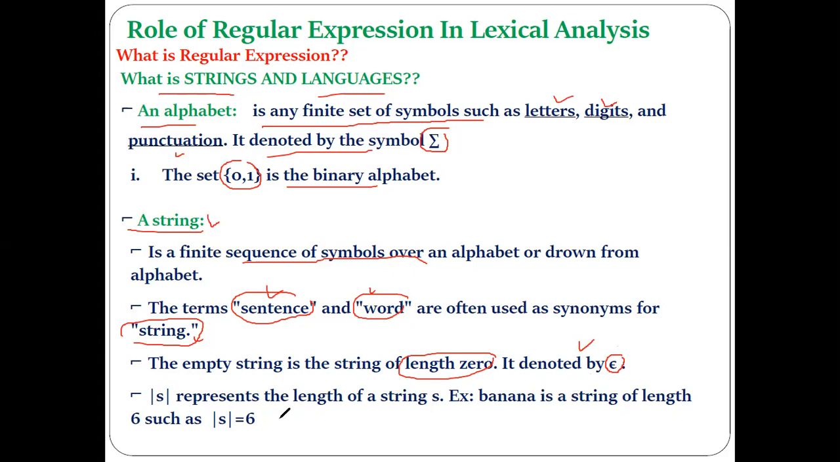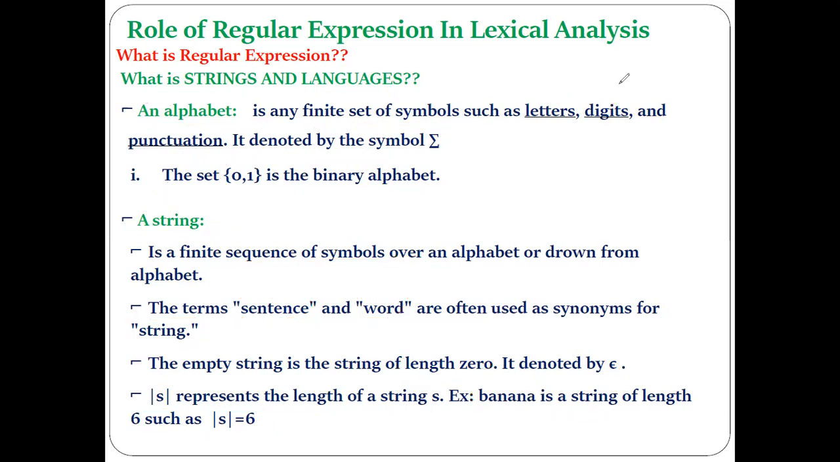Okay. Now, if you want to show the length of a string, for example, the length of the string S can be represented like this. And if I say we have the string banana, the length of this string, you can easily see here, can be represented by this symbol as equal to 6. Okay. So here, as we have discussed, what is a regular language? Regular language is a sequence of strings. A sequence of strings is nothing but a sequence of characters. Characters are formed from the alphabet. So we are just discussing the meaning of each particular term here, what is meant by alphabet, string, etc.